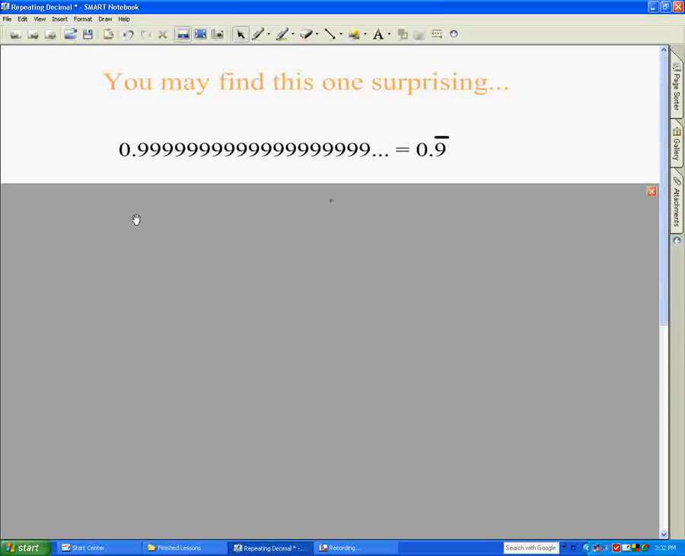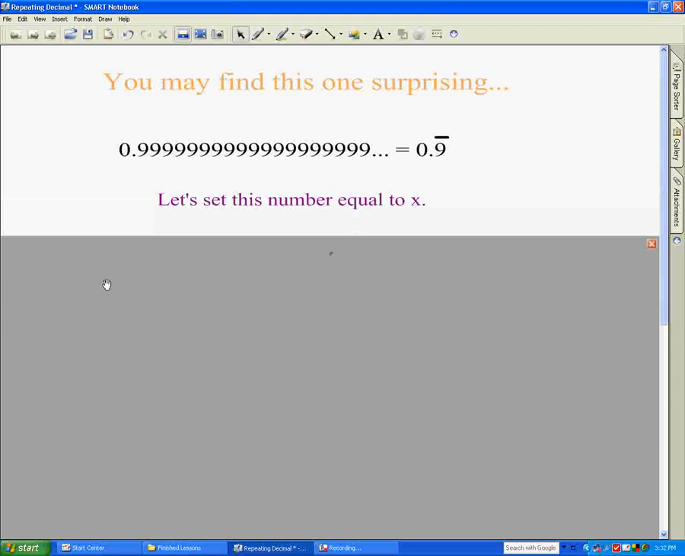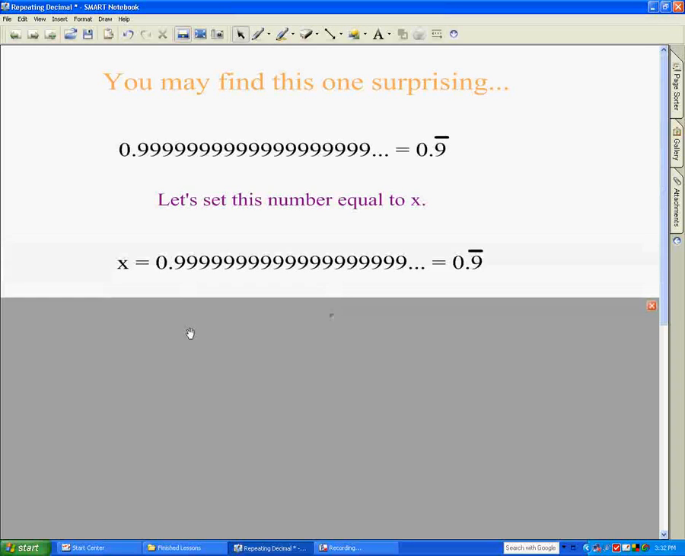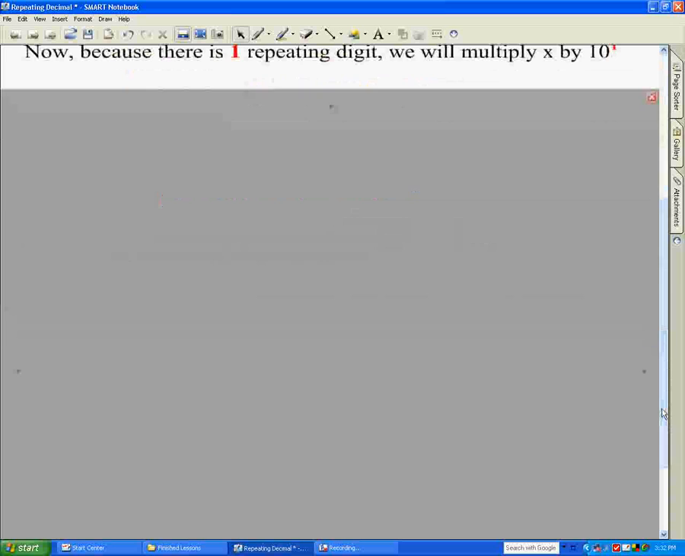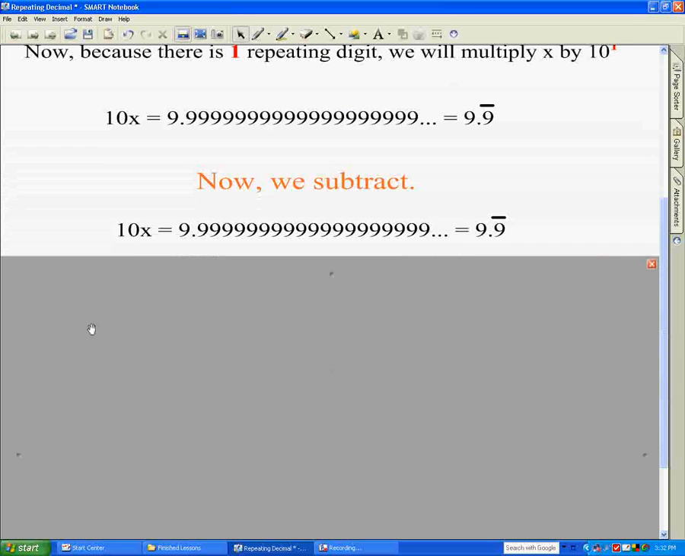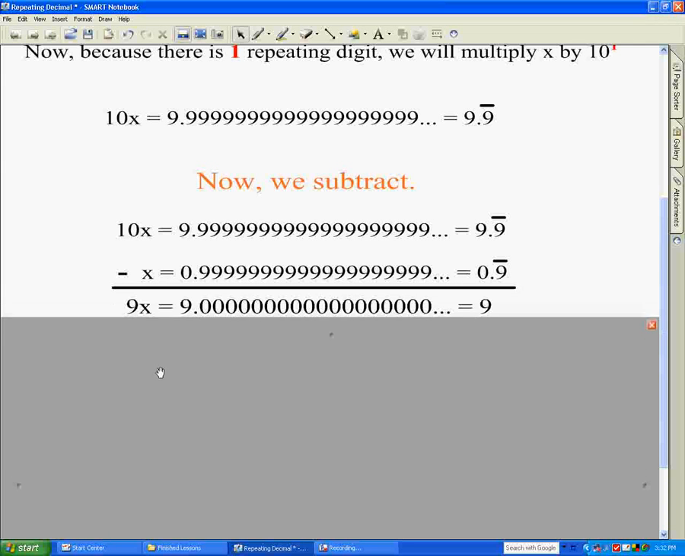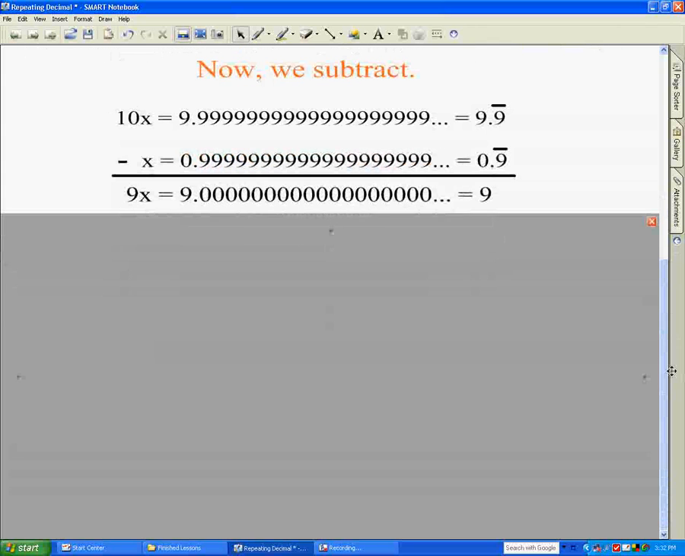0.9 repeating. Basically as close as you can get to 1, right? Without equaling 1? Or does it equal 1? Okay. Well, so it's 0.9999999 on forever. So we'll set this equal to x. Do the exact same thing as we did before. Only one repeating digit, only the 9 is repeating. So again, we'll multiply by 10 to the first. 10x equals 9.9 repeating. We'll subtract. 9x equals 9. And you can probably already see where this one's going.